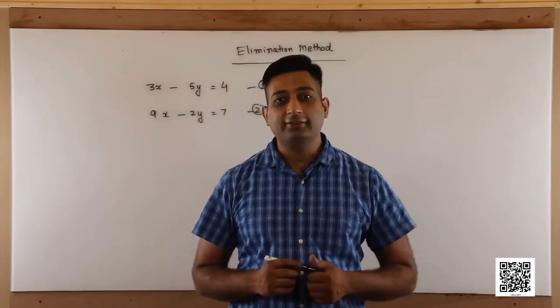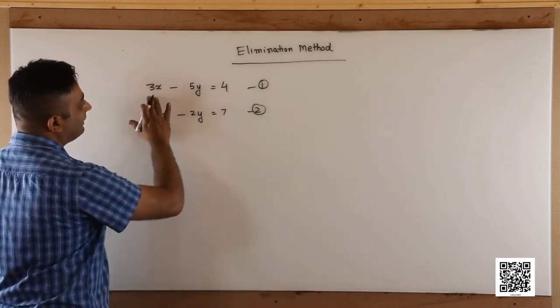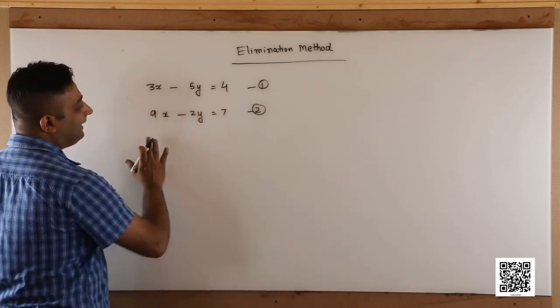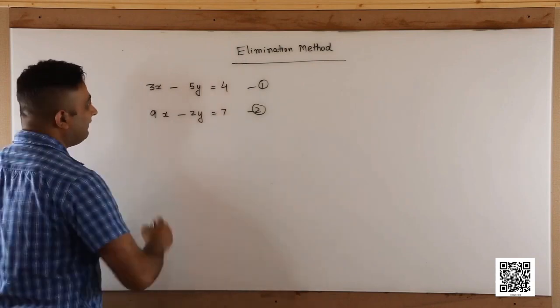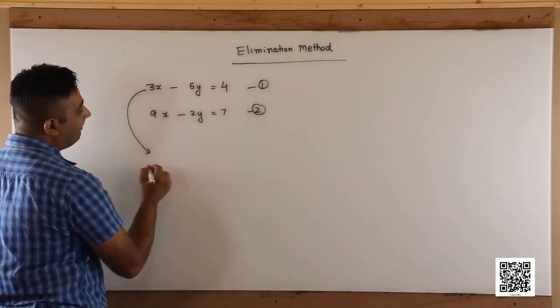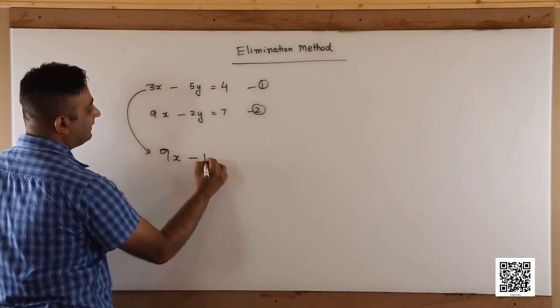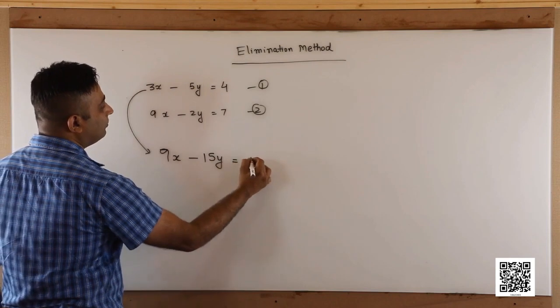Dear students, let us take one more example on the elimination method. We have two equations, 3x minus 5y equal to 4 and 9x minus 2y equal to 7. So let us multiply equation number 1 by 3. So we get the equation as 9x minus 15y equals 12.